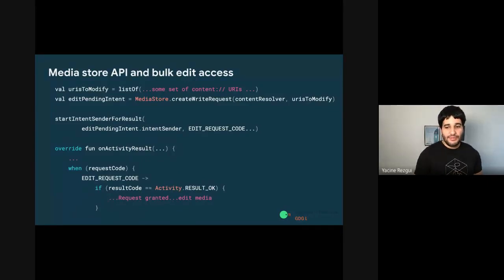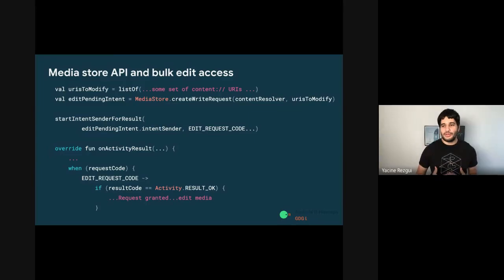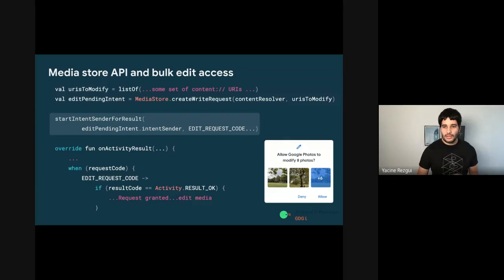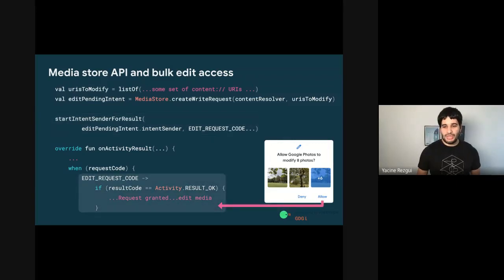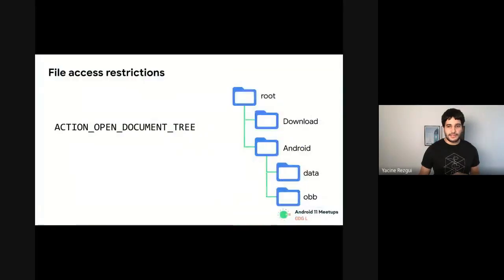So in terms of how it looks like, this is the media store create request. I may just have to go a bit more quickly because I don't have that much time left. But as you can see, it's a simple API where you can just give the URI that you actually want to modify to the content resolver, and you will get the whole result back on activity result. And that's the UI you will get. Obviously, after that, you can check if you got it granted or not.